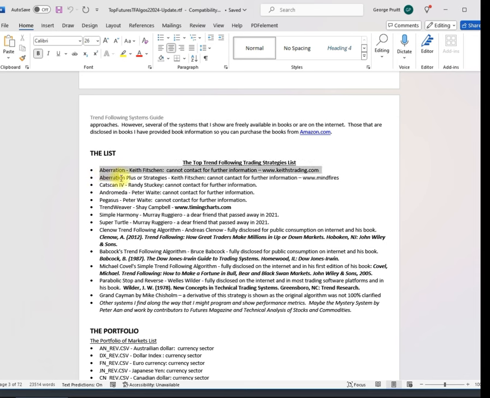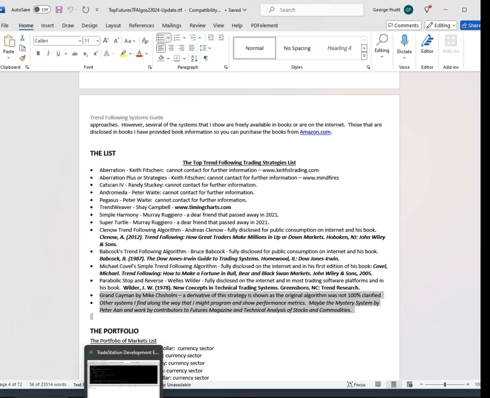That's where I show Aberration, Aberration Plus, CAT-SCAN like, Andromeda like, Pegasus like, Trendweaver. Trendweaver, I don't show one like that, but Hoshay is still selling his Trendweaver. Simple Harmony like, Super Turtle like. I do show you Clonal's system because he's published in a book. I show you Babcock's system because it's in a book. I show you Cavell's system because it's in a book. I also show Parabolic, which is a stop and reverse system, because it's in a book. And I show you a Grand Cayman-like system by Mike Chisholm as well. And that was a very popular system. All these systems were in my top 10 at one time or another when I was at Futures Truth for 31 years.